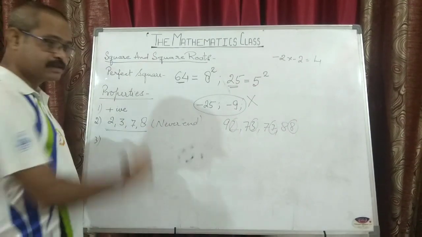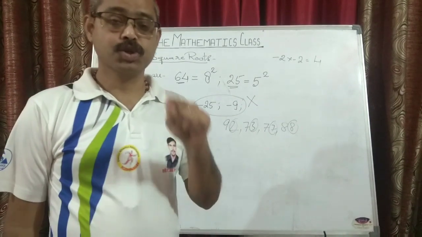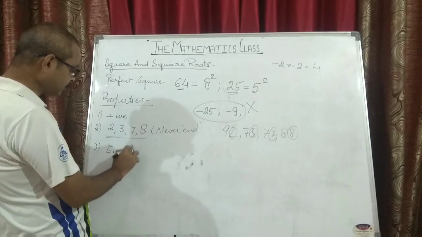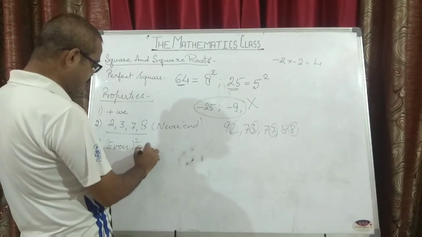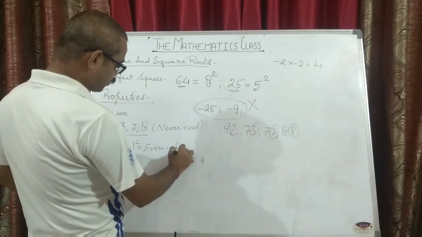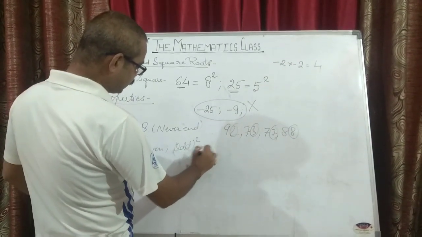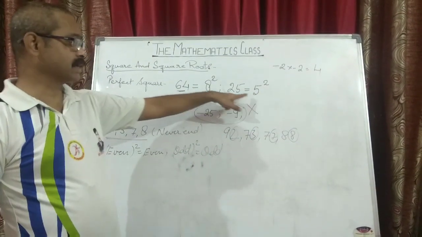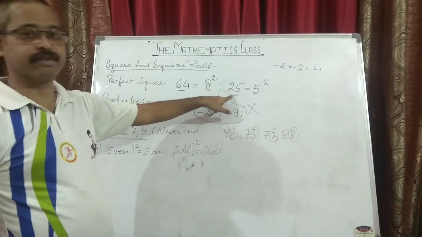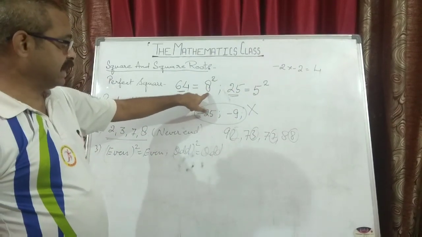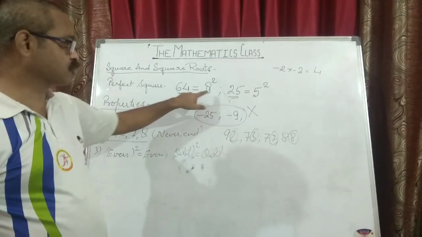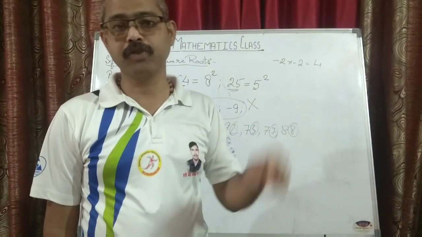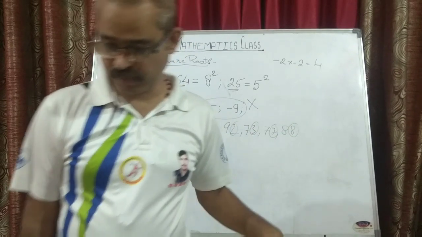Third point, suppose an even number. The square of an even number is again even, and the square of an odd number will be odd. Suppose you say 5 square, 5 is odd, the square of 5 is 25, which is again odd. You say 8 is even, 8 square is 64. So the square of an even number is always even and the square of an odd number is always odd.